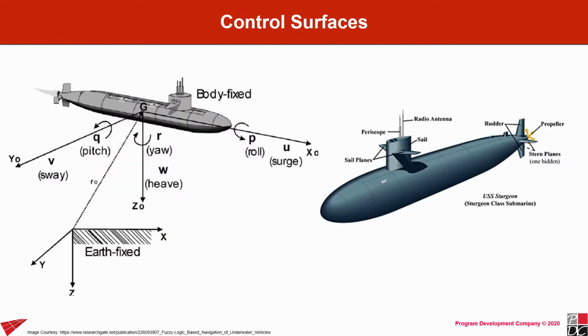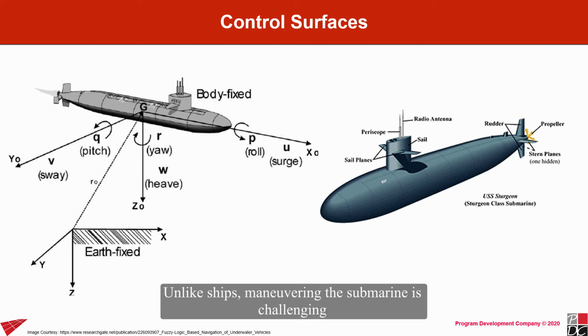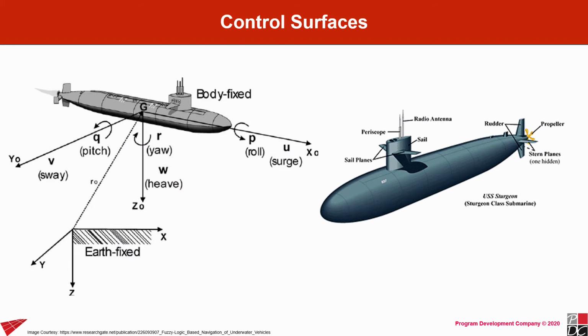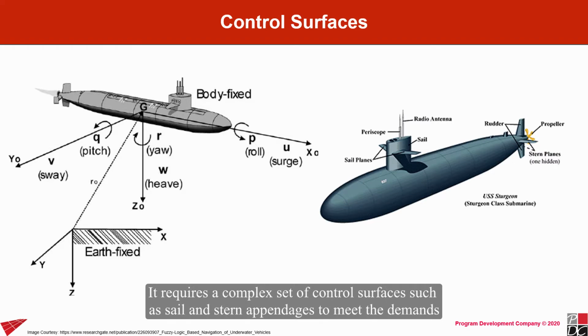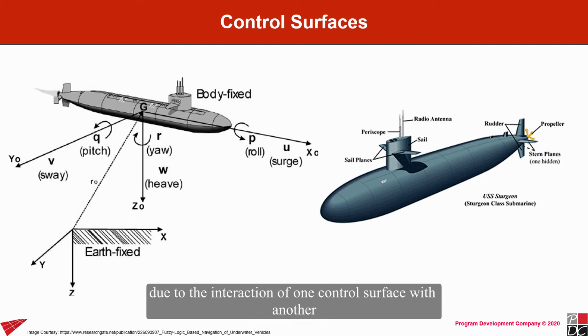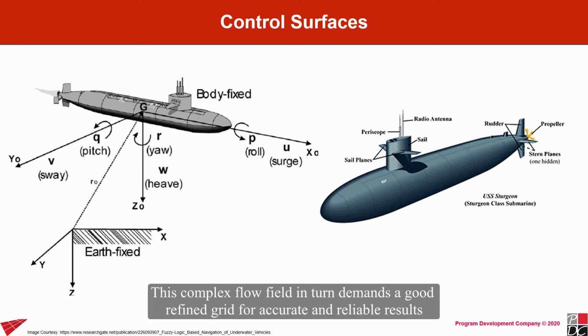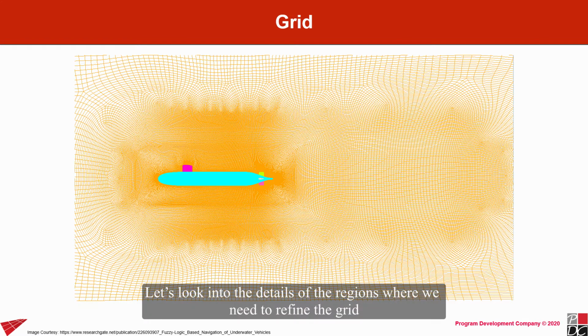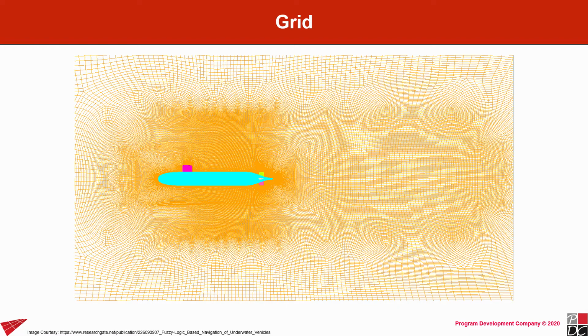tool. Unlike ships, maneuvering the submarine is challenging due to its motion in 6 degrees of freedom. It requires a complex set of control surfaces such as sail and stern appendages to meet the demands. As the number of control surfaces increases, the complexity of the flow field also increases due to the interaction of one control surface with another. This complex flow field in turn demands a good refined grid for accurate and reliable results. Let's look into the details of the regions where we need to refine the grid.